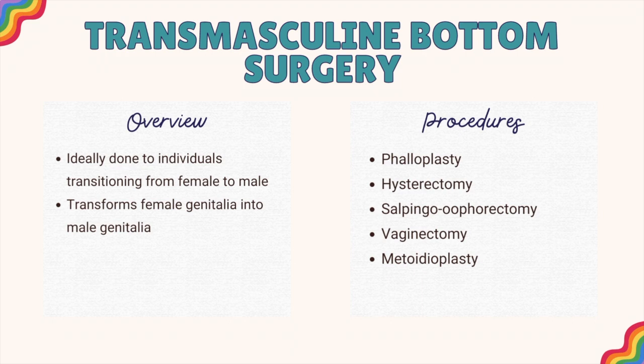The removal of the uterus and the cervix is done through hysterectomy. The removal of the fallopian tubes and ovaries is done through salpingo-oophorectomy. The removal of the vaginal canal and opening is done through vaginectomy, and the creation of a penis is done through metoidoplasty.